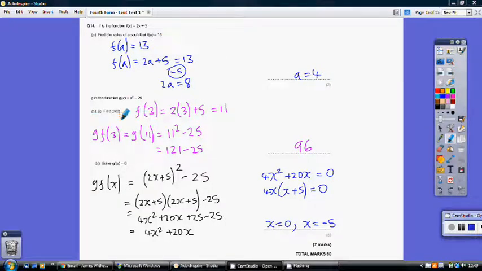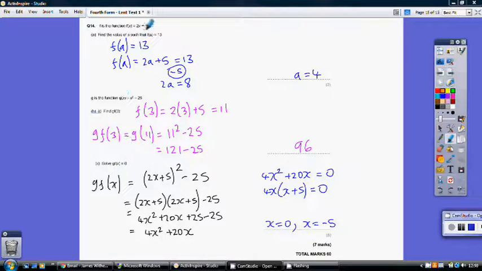Now for part b, be careful you get this the right way around. 3 goes into the f function, and that output then goes into the g function. So 3 into the f function gives me 11. Taking that 11, putting that into the g function, by squaring the 11 and taking away 25, I get 96. Now part b2, you've got to pop the f machine into the g machine and set that equal to 0. So make sure you get that the right way around. It's the f machine into the g machine.